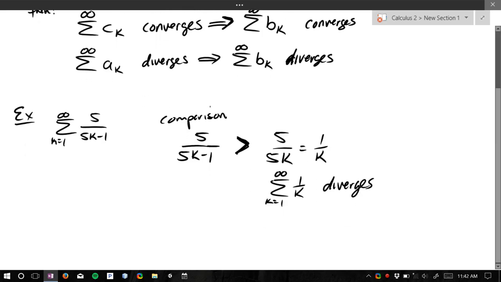You could try to use intuition and say, hey, numerators are both 5. Denominators, which one has the smallest denominator? 5k minus 1. Which means your denominator is smaller, so your fraction is bigger. So denominator smaller, fraction is bigger. So this inequality is true.